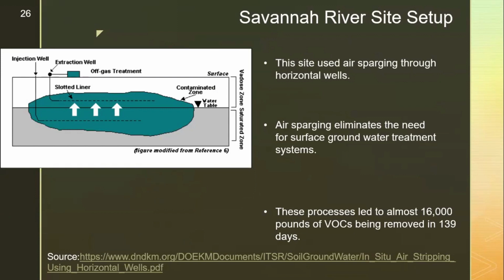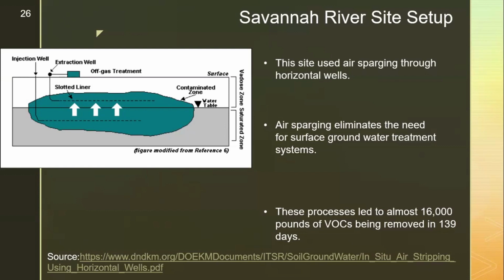This site used air sparging to complete the in situ air stripping. This was accomplished by drilling 2 vertical wells into the watershed. The one on the left was the injection well, which was used to inject air into the ground to remove the VOCs, and the extraction well on the right, which was also drilled to pull the VOCs from below the ground. The injection well was also used to drill a horizontal well across the bottom of the watershed so air sparging could be possible.